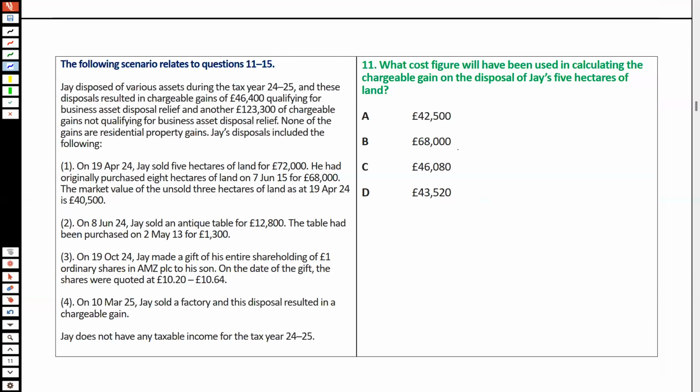The following scenario relates to questions 11 to 15. So this is basically a section B type question where one scenario belongs to five questions. Okay.